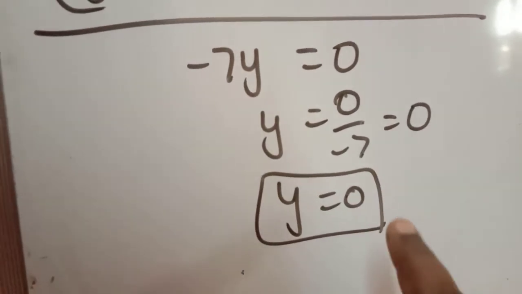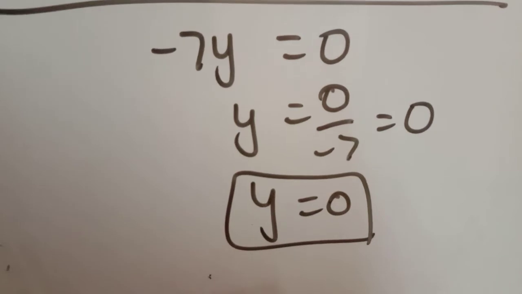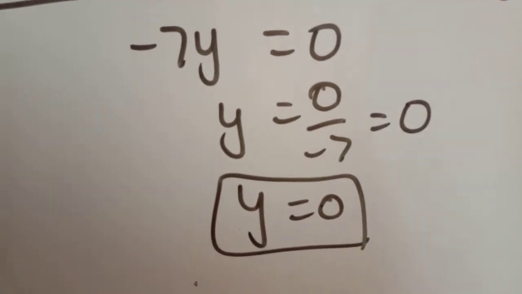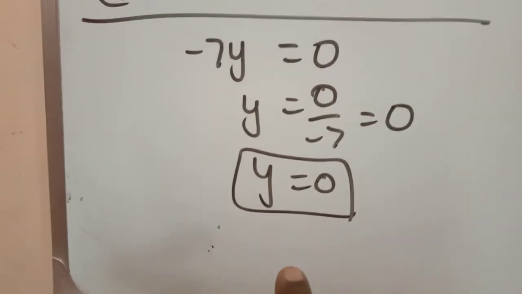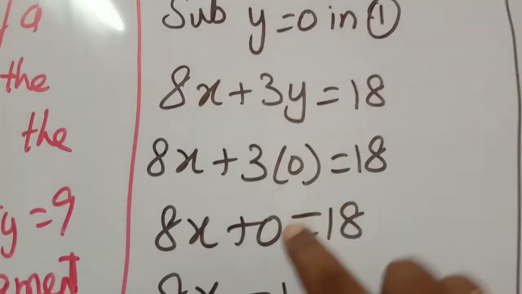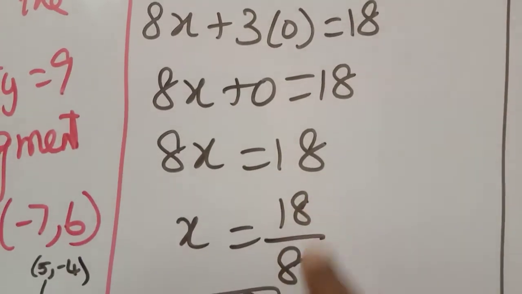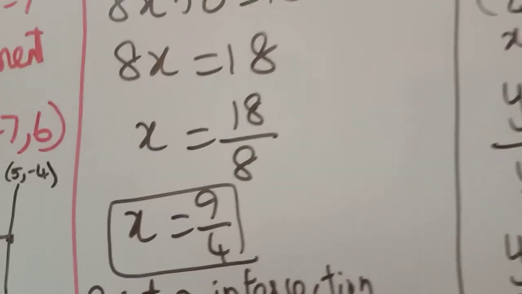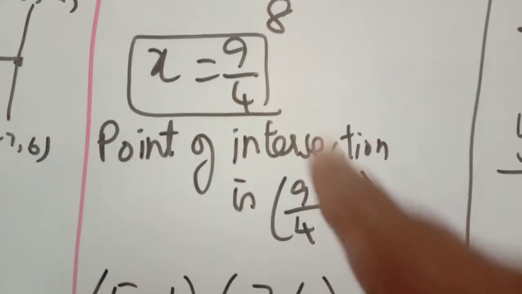Because 0 by any number is 0. Any number by 0 is infinity. Don't forget, 0 by any number is 0. Now we get the value of y. It is 0. So substitute the value of y equal to 0 in the first equation. So this will become 0. 8x equal to 18. x is equal to 18 by 8. That is 9 by 4. This is the point of intersection. x value first, y value next. So x is 9 by 4.